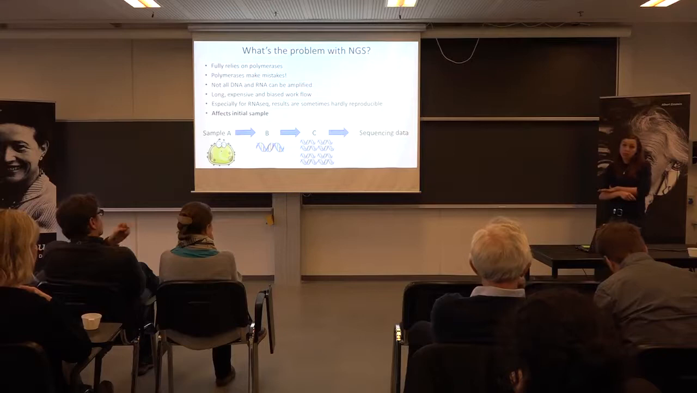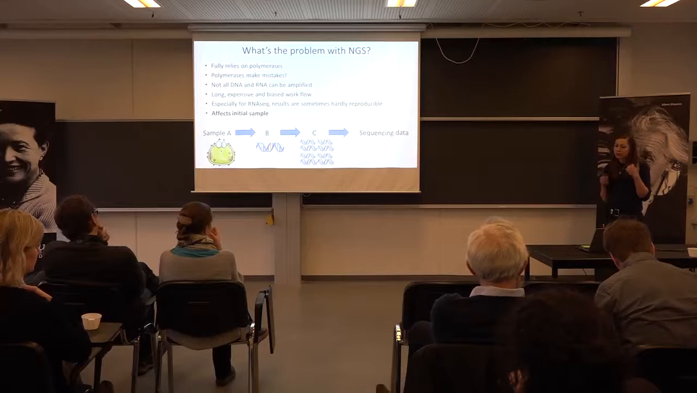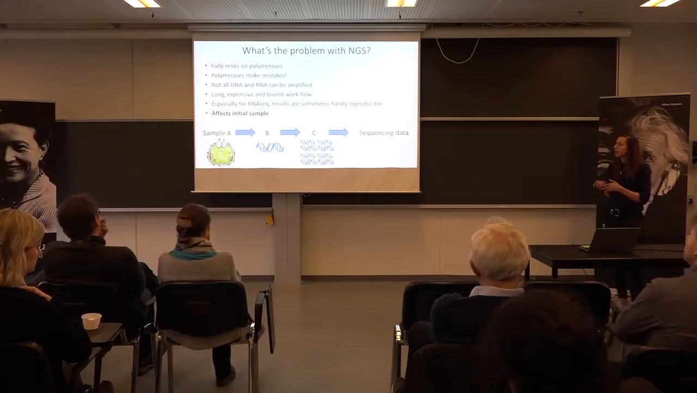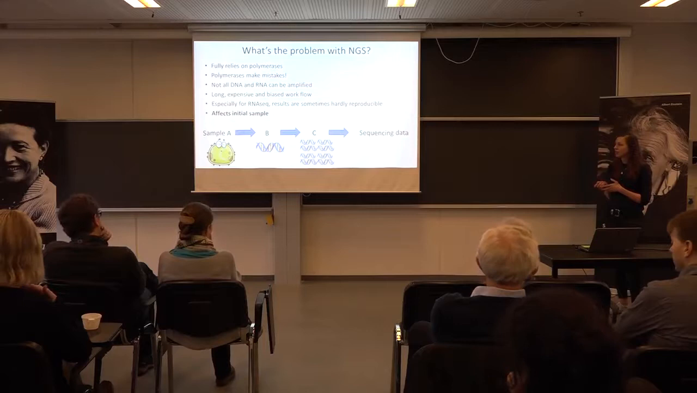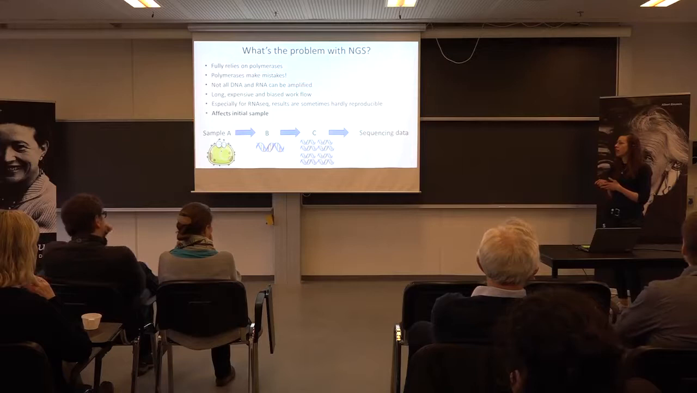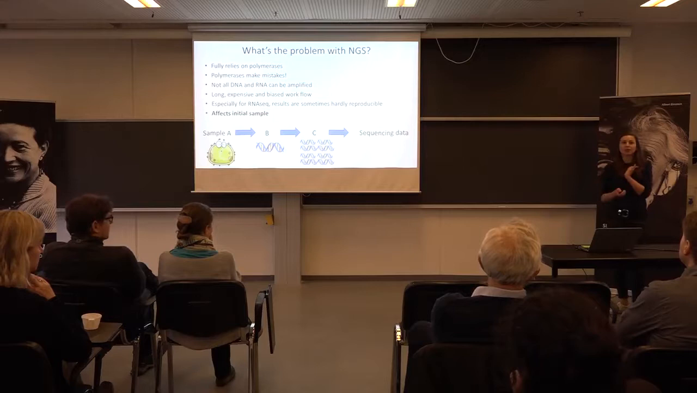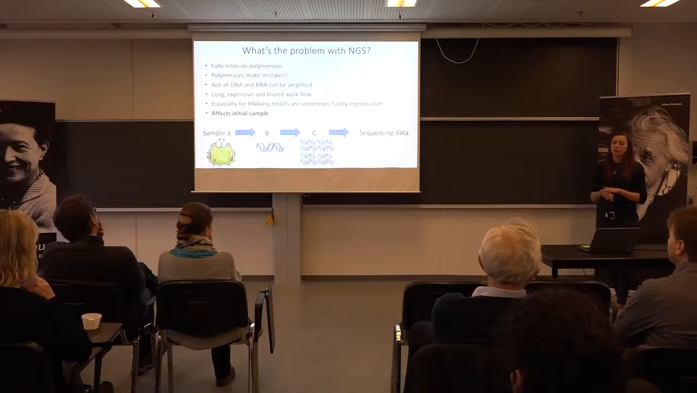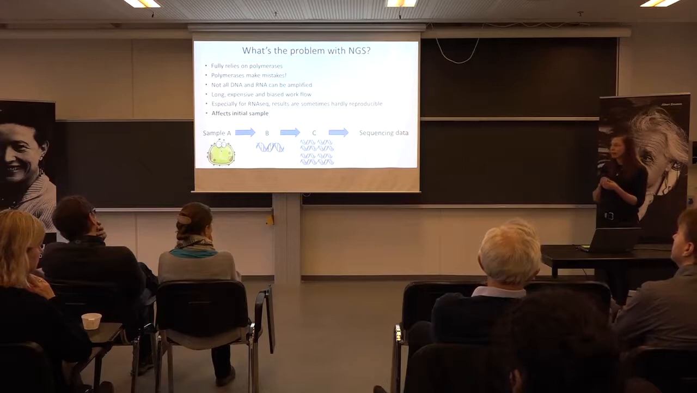But my main issue with this method to detect mutations and in general to sequence nucleic acids is that it affects the initial sample. So again, you look here, sample A, then you get B, then you get C, then you get D, sometimes E, sometimes F, and then you get the sequencing data. Who says that this corresponds to what I'm interested in, which is A? So this is a concept which one also calls the direct method. The direct method detects the sequence there where it originates from without doing too much manipulation.